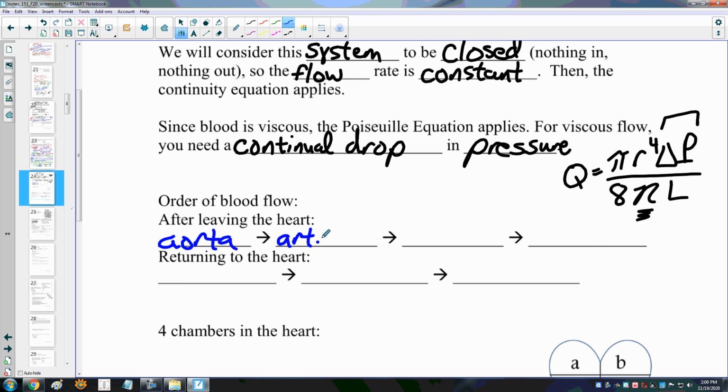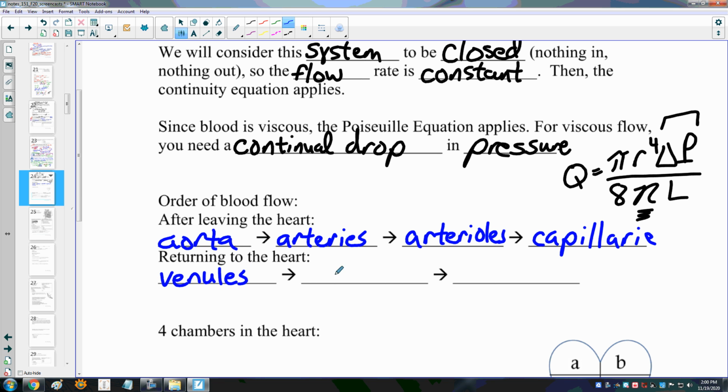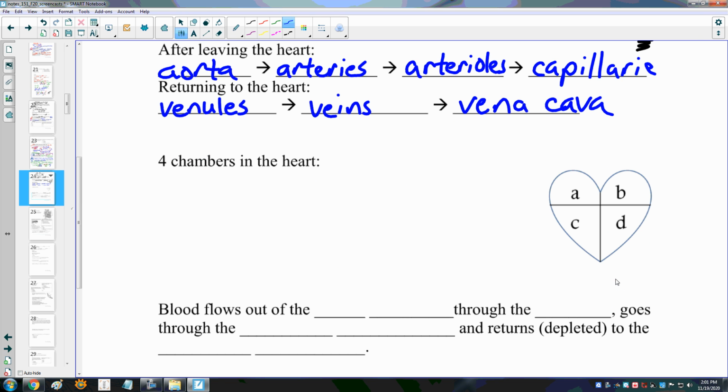So it goes into the arteries, the arterioles, and then into the capillaries, which we'll talk about in a bit, but an individual capillary is the smallest of these vessels. And then as it returns, these vessels get increasingly bigger as you go into the venules, the veins, and then the vena cava. Okay, so know that path and know the order of the vessels after leaving the heart and then returning to the heart.